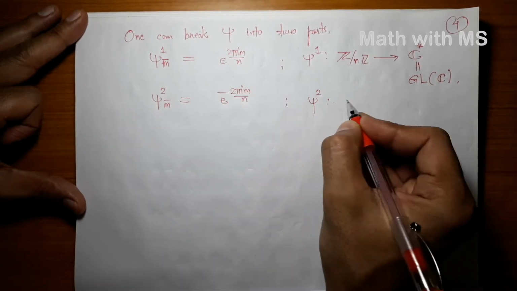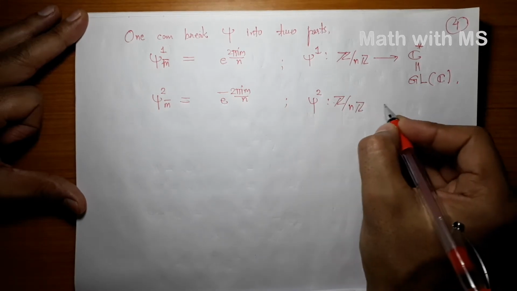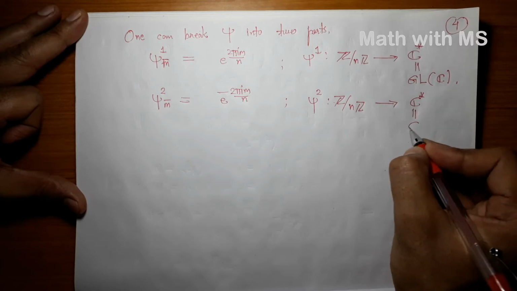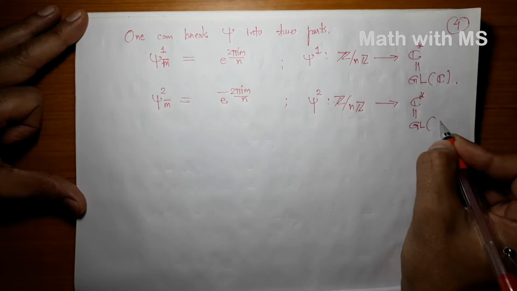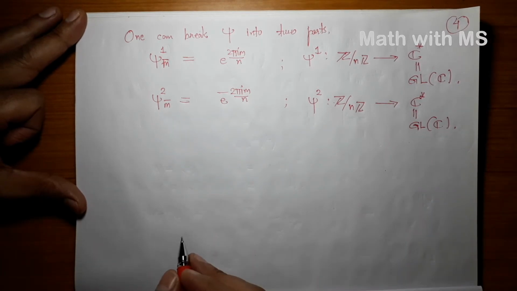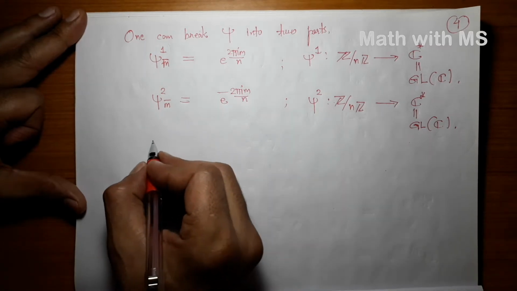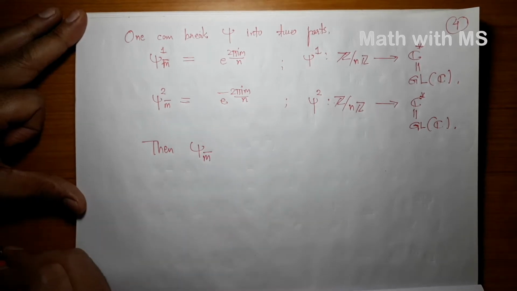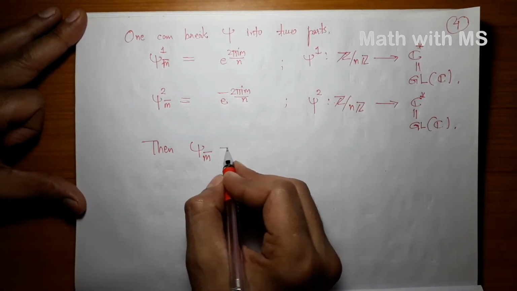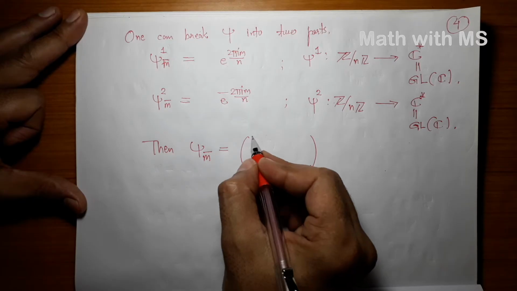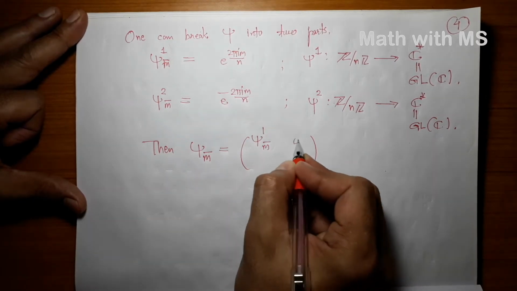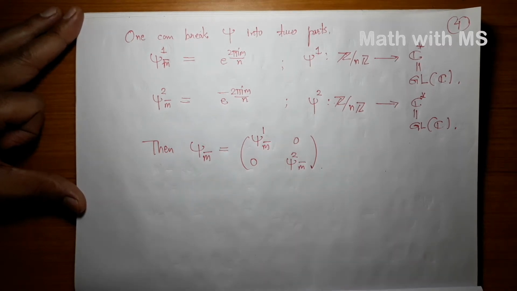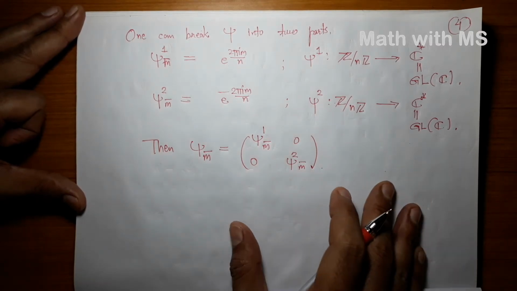Psi 2, you can view it as a map from Z mod nZ into again C star, which you are identifying with GL of a one-dimensional complex vector space, right? And then what is this psi of m bar? Psi of m bar is just this block matrix: psi 1 of m bar, 0, 0, and psi 2 of m bar. Right? This is what is happening in this particular example.